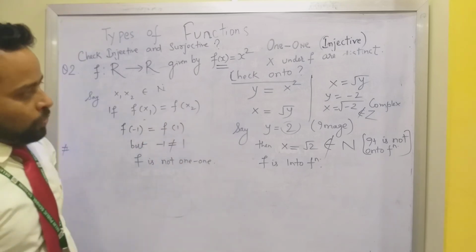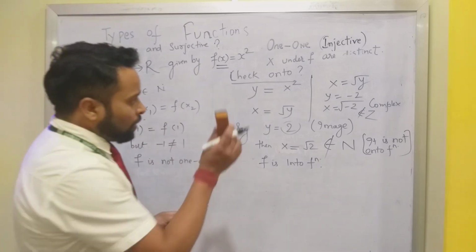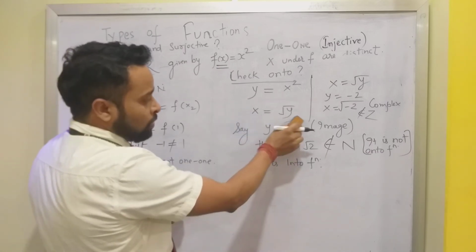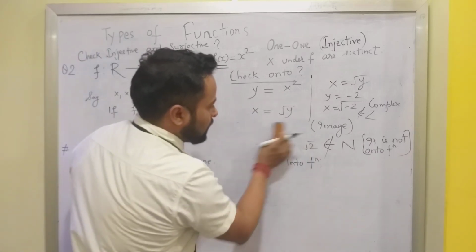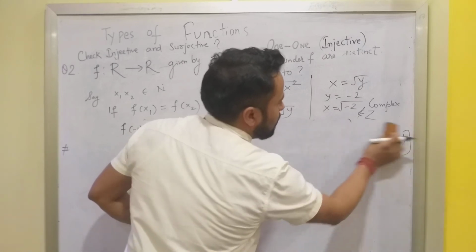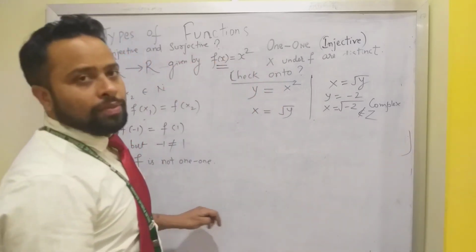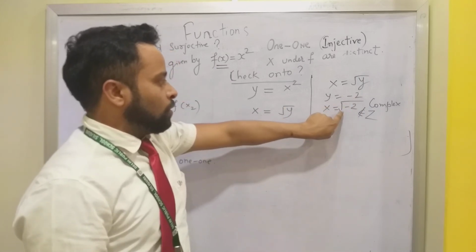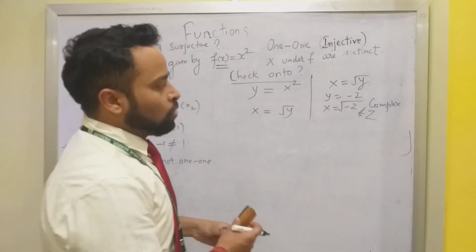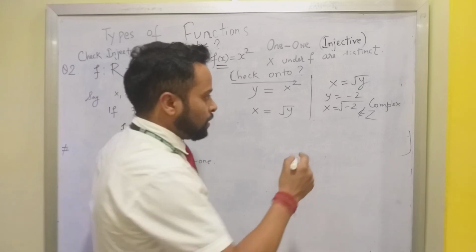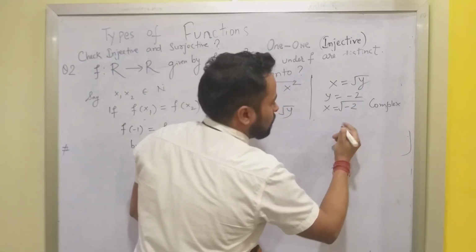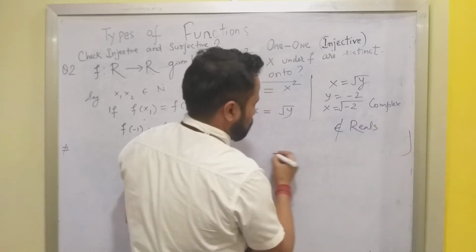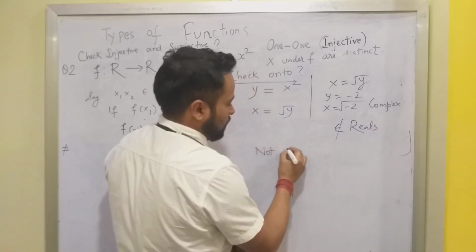For onto, what you have to do is y equals x square, x equals root y. I was taking this example, only take a negative number. If I take y as -2, x equals root over -2, root over -2 is a complex number. It does not belong to reals, so not surjective.